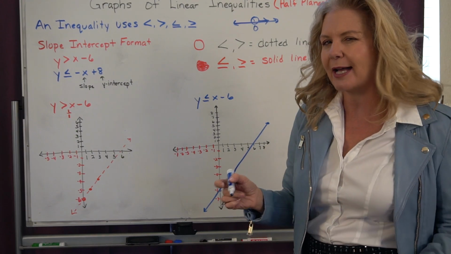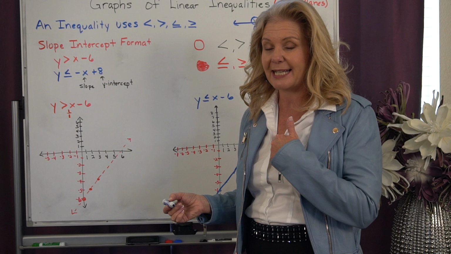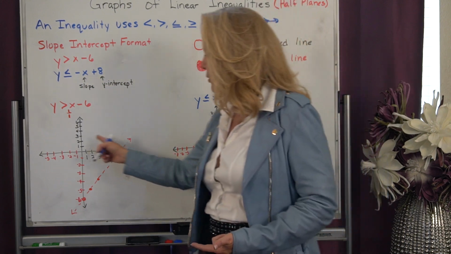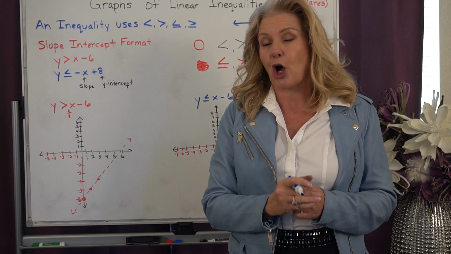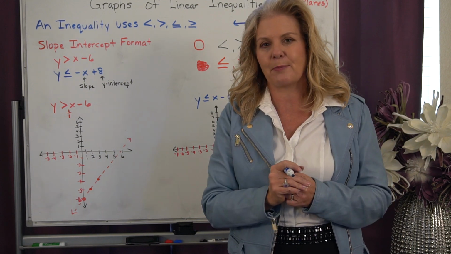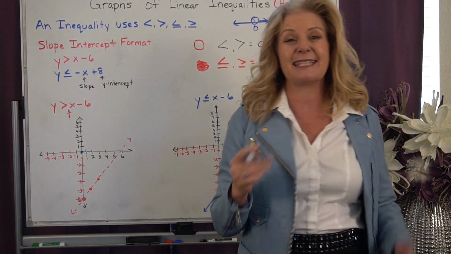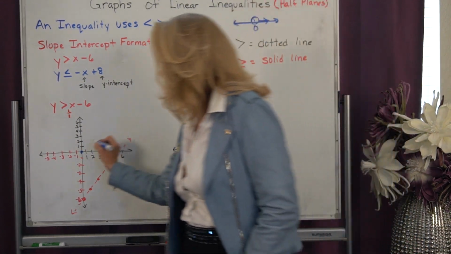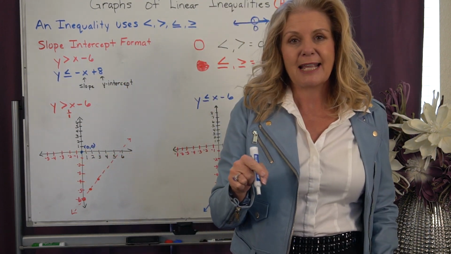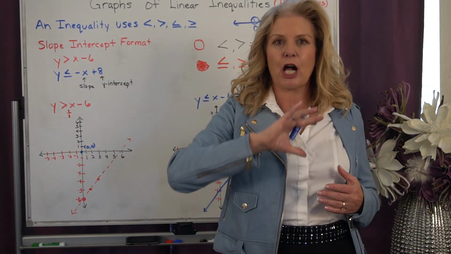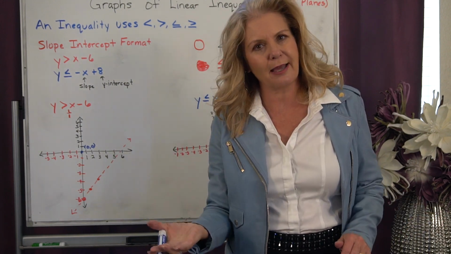So how do we find out which half to color in? Well, what I do is I pick a point either above or below the line and I plug the point in. And honestly, I always pick the same point. If I can, I pick that origin, because that has a value of 0, 0. And if that works and it is a solution, that means I color that side. If it doesn't work, it means I color the other side.